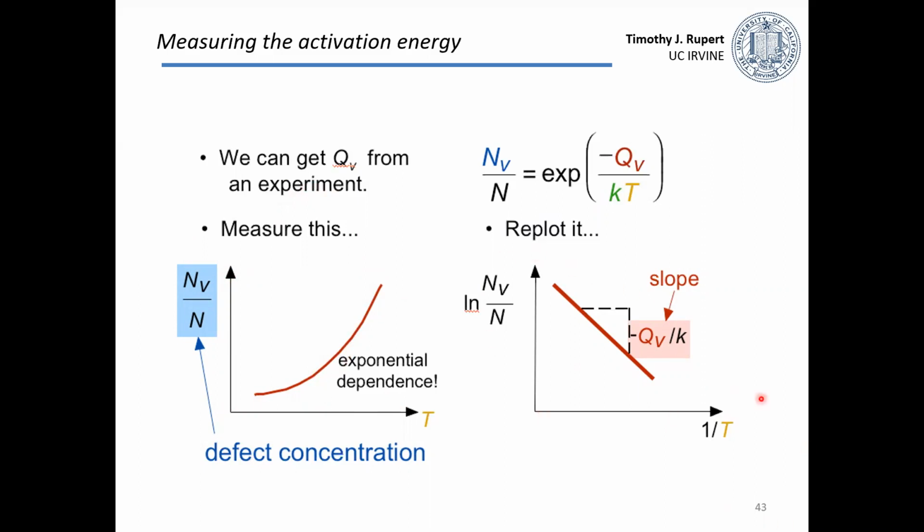And if I take this and replot it, I can go and find, okay, if I do a log plot, or sorry, log axis on the y and inverse temperature on the x, the slope of this linear plot is going to be related to that activation energy. So oftentimes this is really important for figuring out what's the mechanism behind something like this. In this case, it's going to be the formation energy of these vacancies.